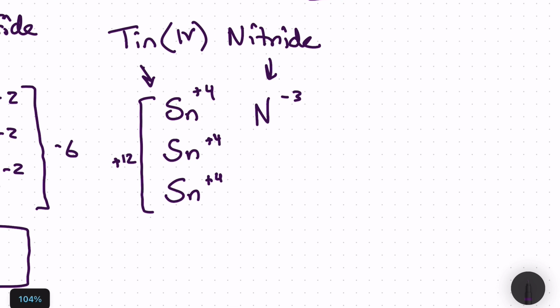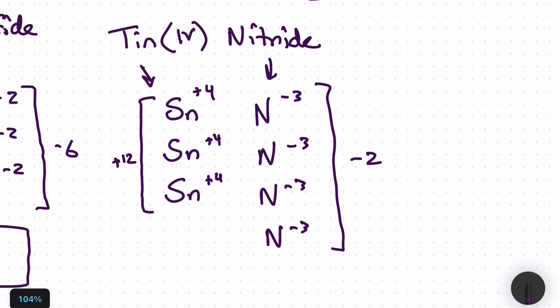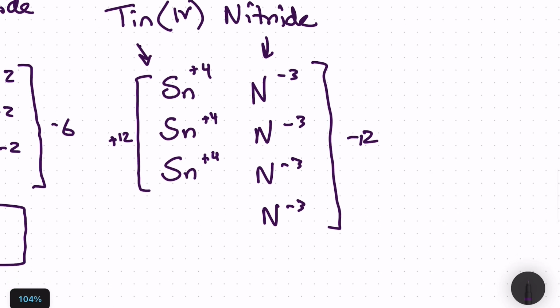Let's try to get that over here. So let's put another N over here, -3, we're at -6. Let's do another N, -3, we're at -9. And another -3, you add all that up, we're going to be at -12. Okay, so we have 12 on both sides. They are going to balance out and give us a neutral final molecule.